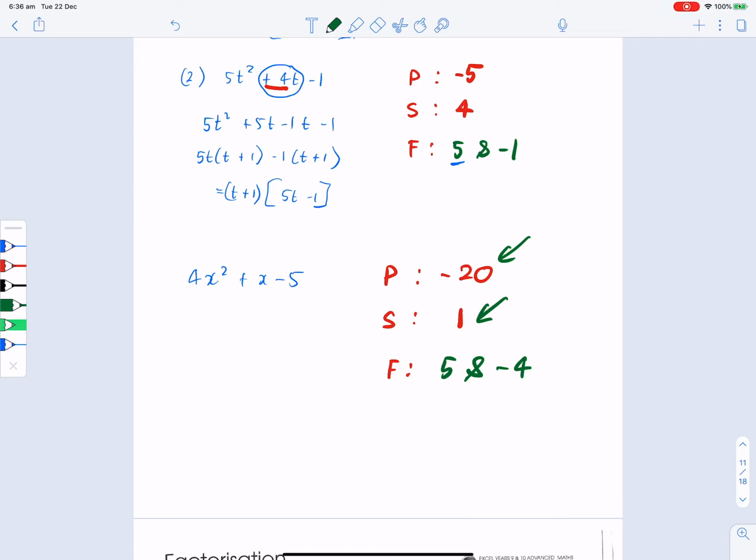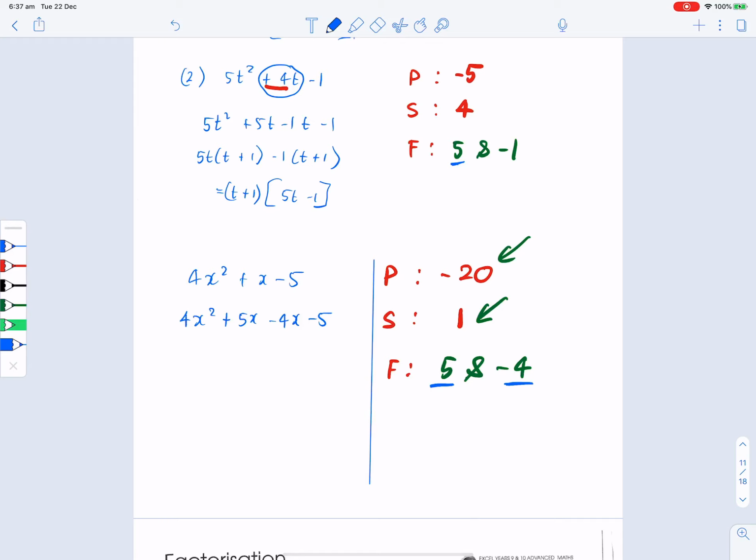Now, I'm very fast at these. I've been doing this for a long time, finding the factors, but it might take you a bit of time, and that's okay. So now we're going to rewrite this as 4x squared plus 5x minus 4x. And then put the minus 5 back right at the end.